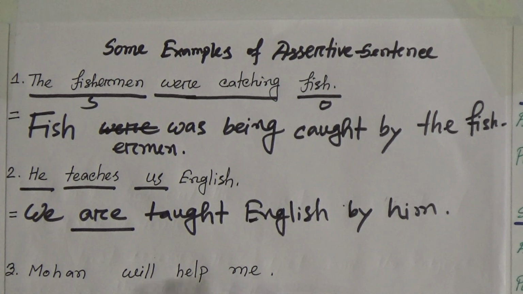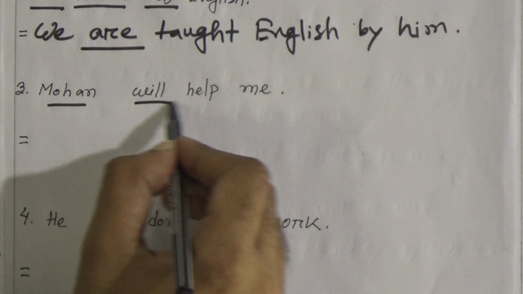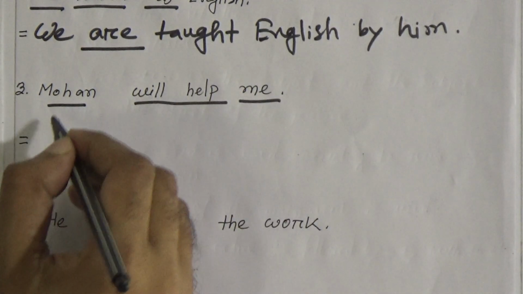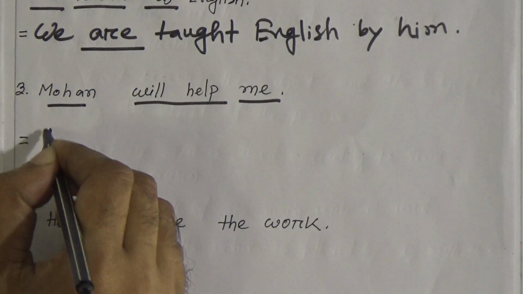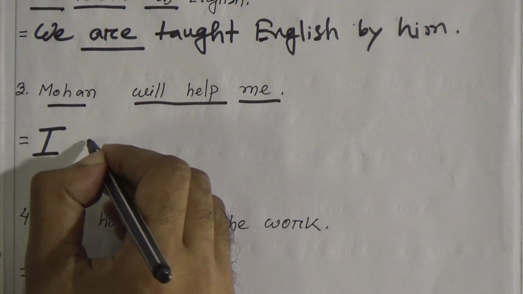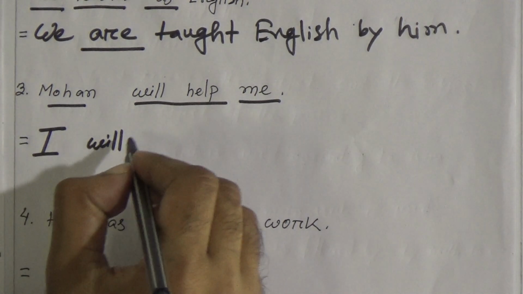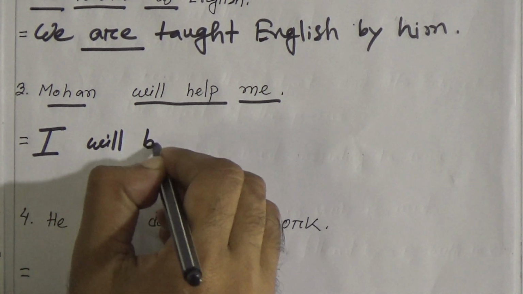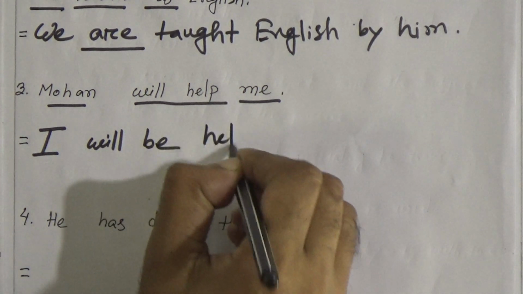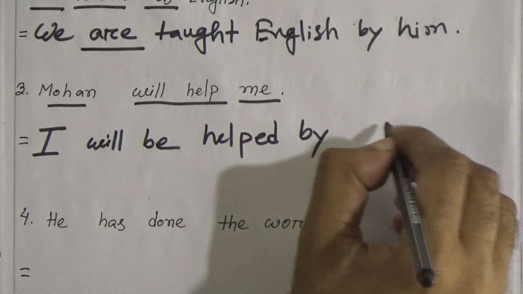Mohan will help me. This is a future tense and future indefinite tense. Mohan is the subject and will help is the verb, me is the object. So me will be converted as subject. We will write down the subjective form of me, and it's I. In future indefinite tense, the auxiliary verb is will be, and the past participle form of help is helped. We will be helped by Mohan.